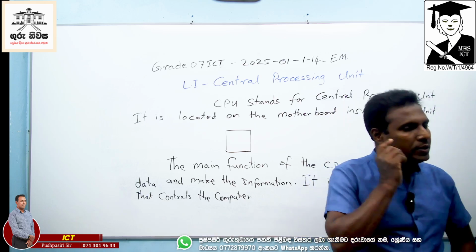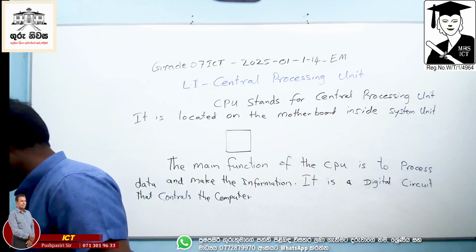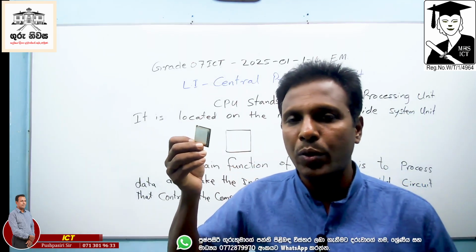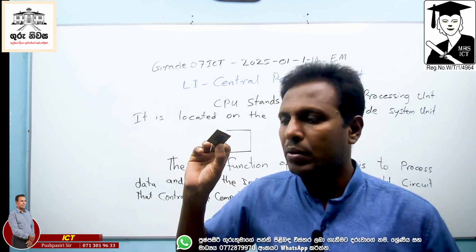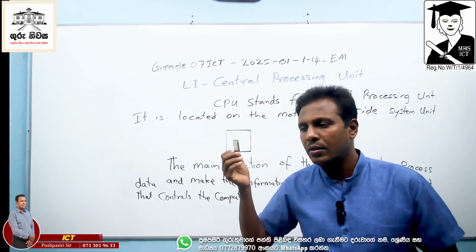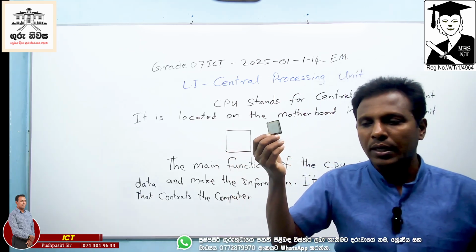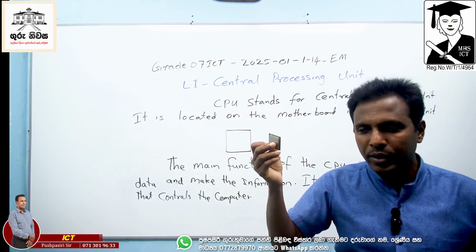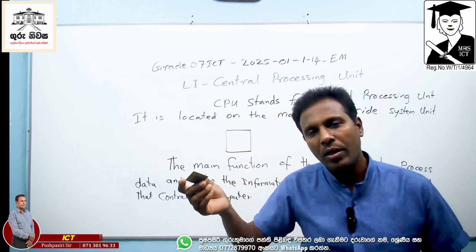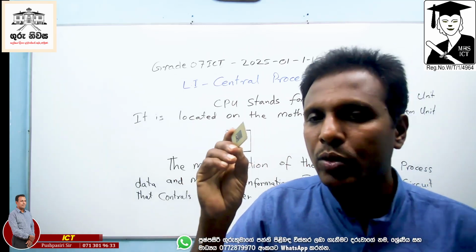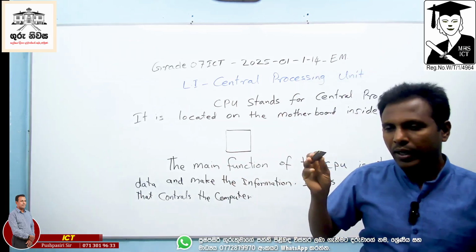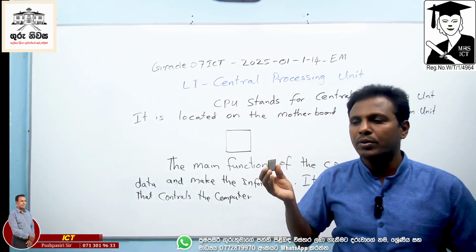Then, as I told you, this is an electronic circuit which we use inside the computer on the motherboard. And what does it do? It makes the data into information. No, it's processing. And also, using this one, the whole computer is controlled. Right? This is the person who controls the computer.